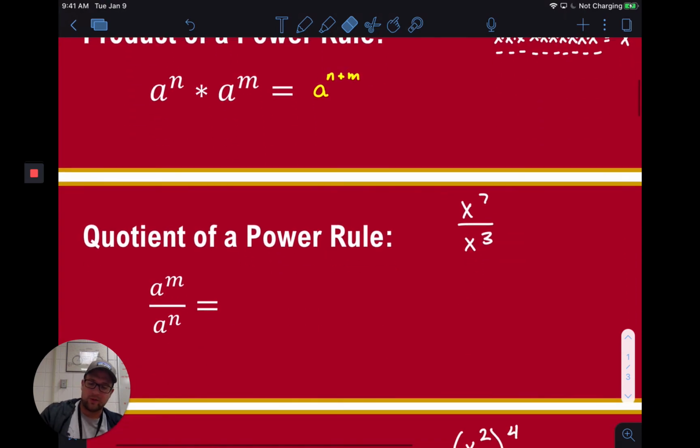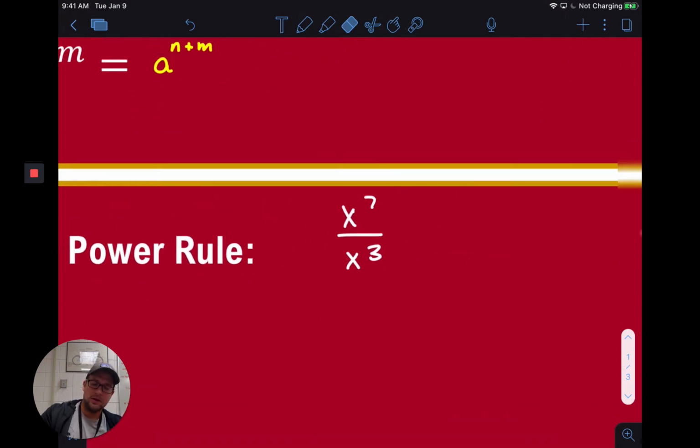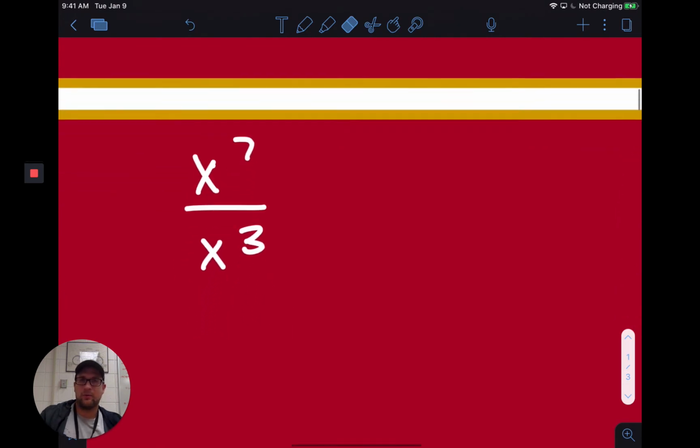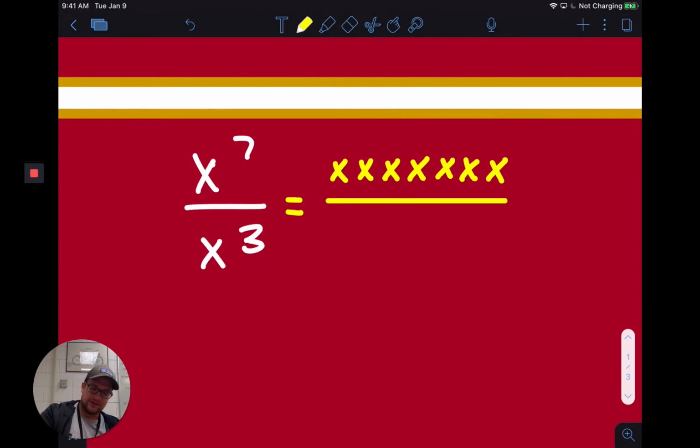Let's take a look at another one here. This one's going to be called the quotient of a power rule. So up here, I've already written one down that we're just going to try to figure out what this rule is on our own. So we have x to the seventh over x to the third. And again, we're going to start by writing this out. X to the seventh is just x times x times x times x times x times x times x. X to the third is just x times x times x.